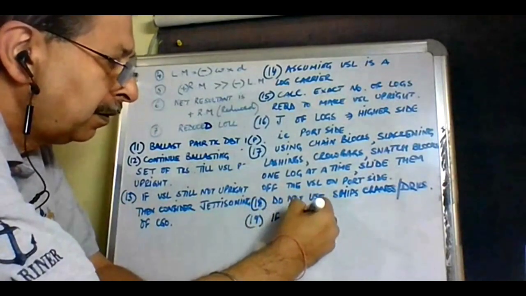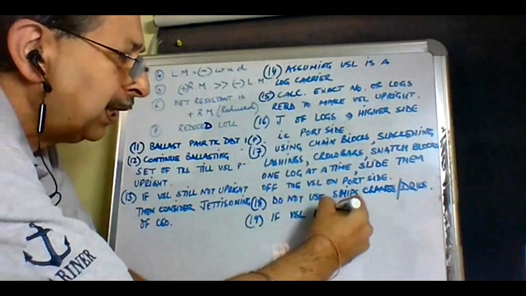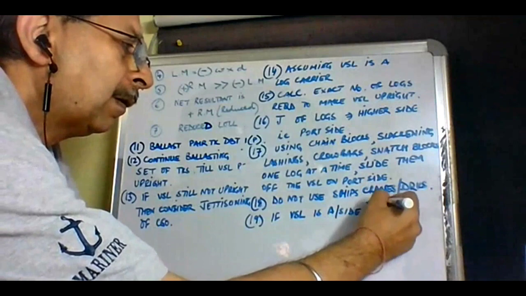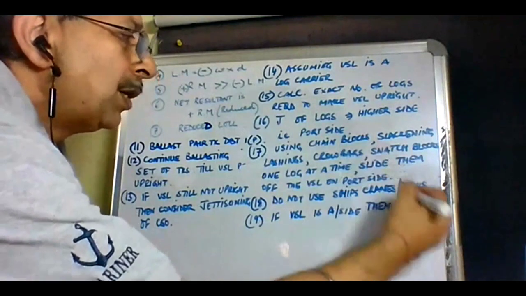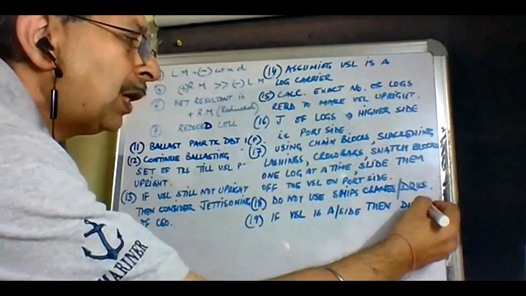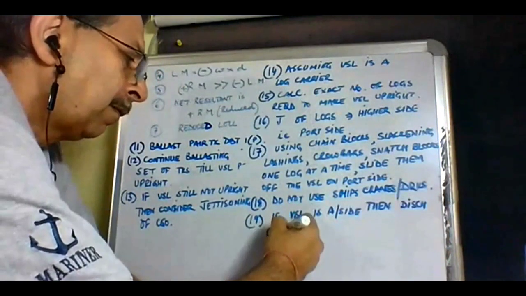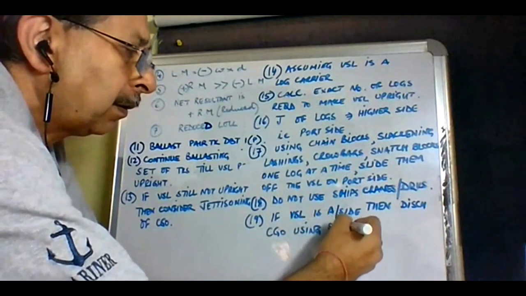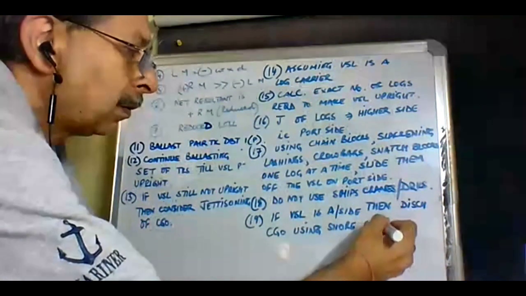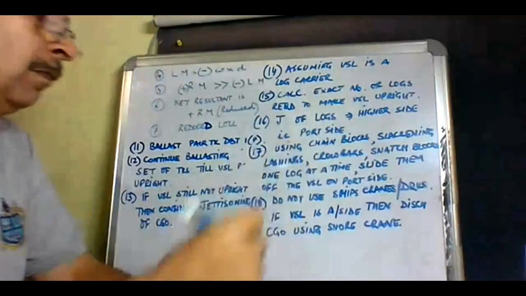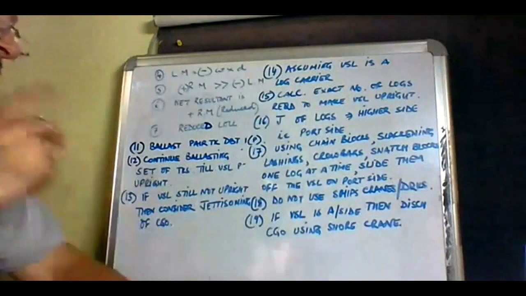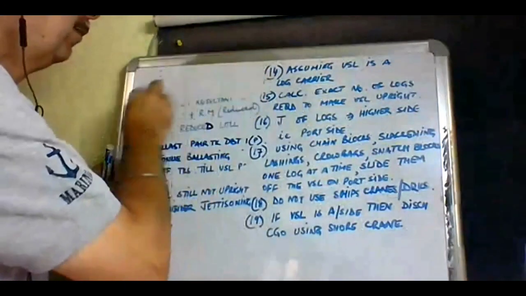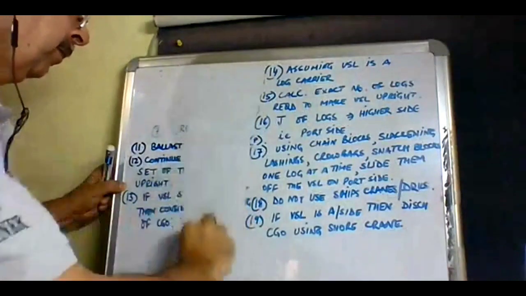If for some reason the vessel is alongside, then we don't jettison cargo, then we discharge cargo using shore crane. If the vessel is alongside, then we discharge cargo using shore crane.